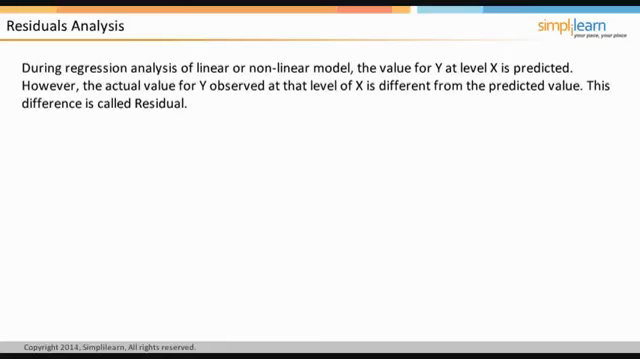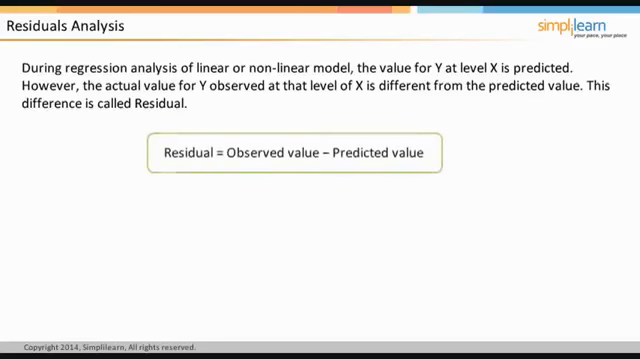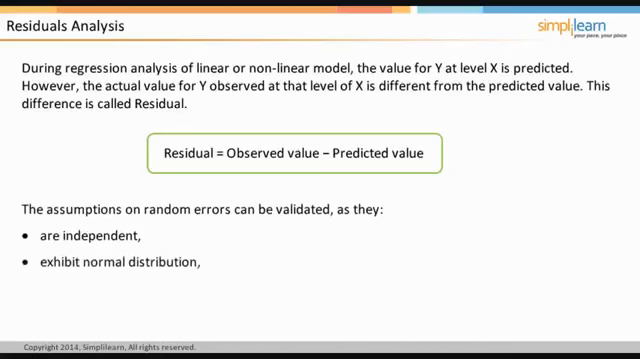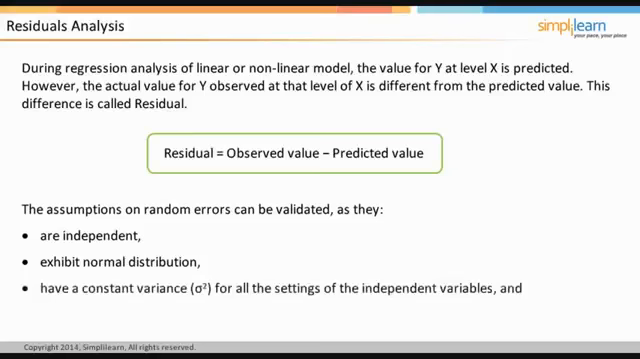This difference between the observed value of the dependent variable y and the predicted value is called residual. The formula to calculate residual is observed value minus predicted value. Residuals are considered to be errors, and each data point has one residual. You can validate the assumptions on random errors as they are independent, exhibit normal distribution, have a constant variance sigma square for all the settings of the independent variables, and finally, have a mean as 0.